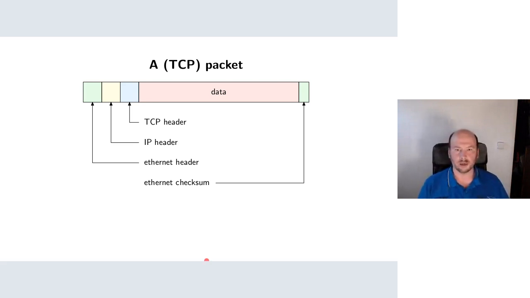We have some data block from application layer, prepended by headers from TCP protocol, IP protocol, and usually for packets going through Ethernet, there is an Ethernet header and checksum at the end. So this is what we are processing, what we are passing through the networking stack.